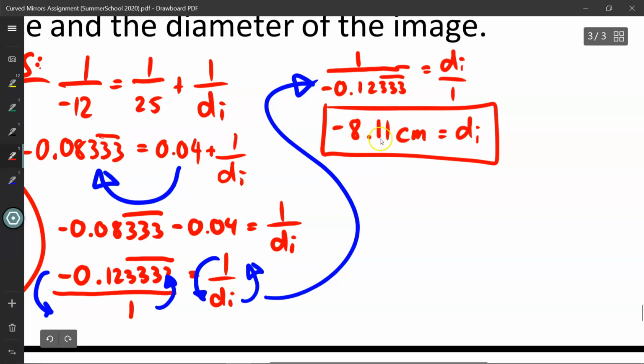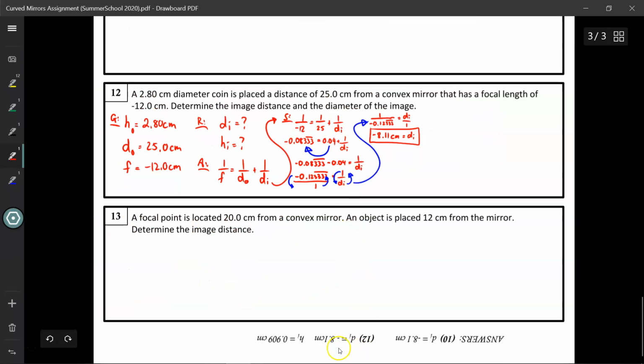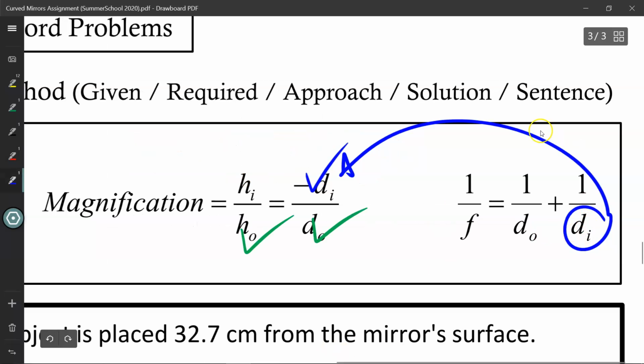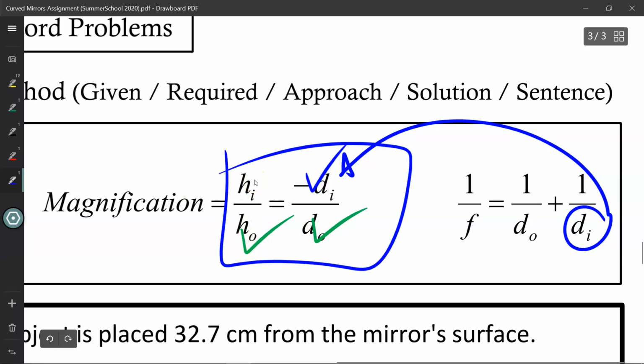So try to keep usually 2 decimal places for your final answer. And don't round anything in between. So during the calculation, don't do your rounding. Only round your final answer. And if I compare to the bottom of the page, the answer for di is negative 8.1. So we're on track. So now that I've solved for di, and I was given ho and do, I can solve for hi using this equation.